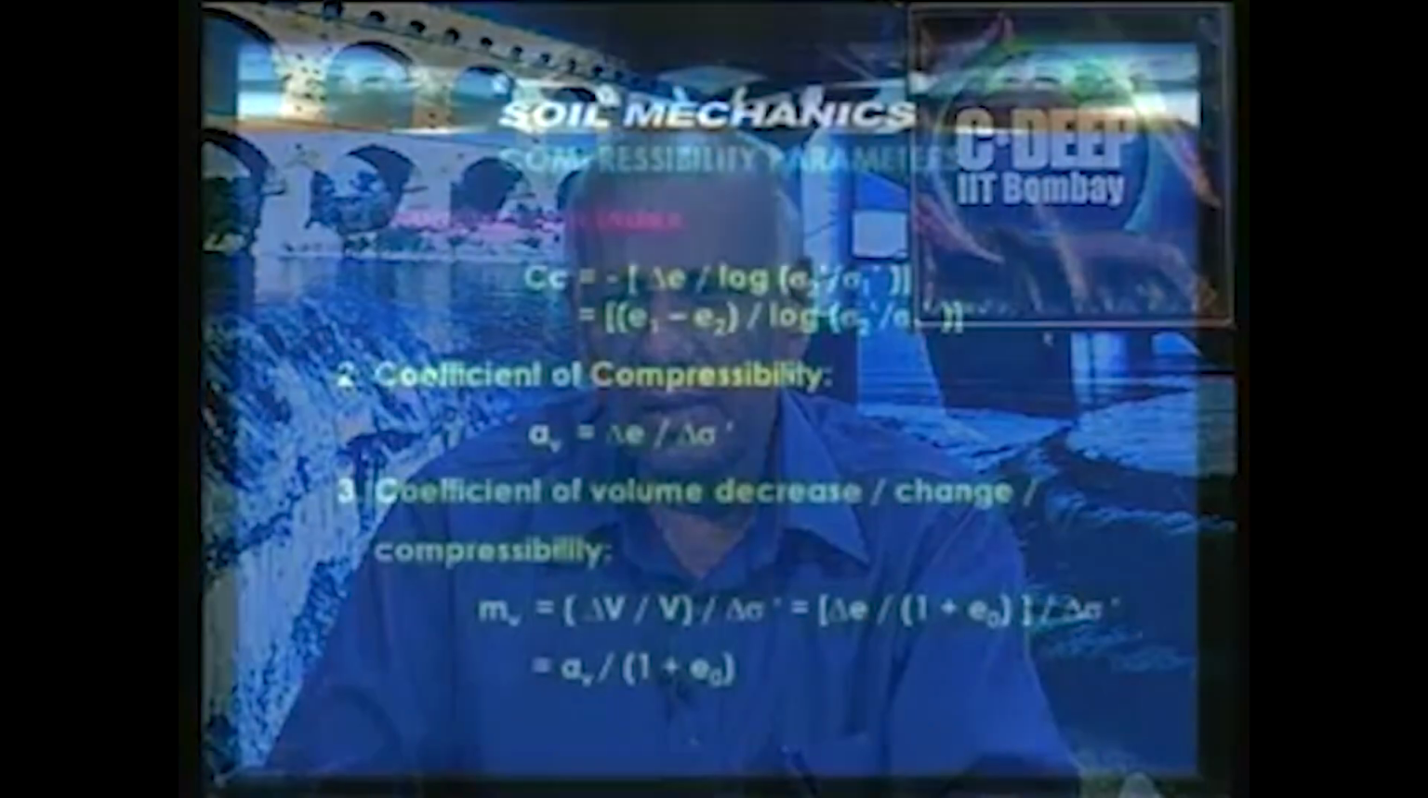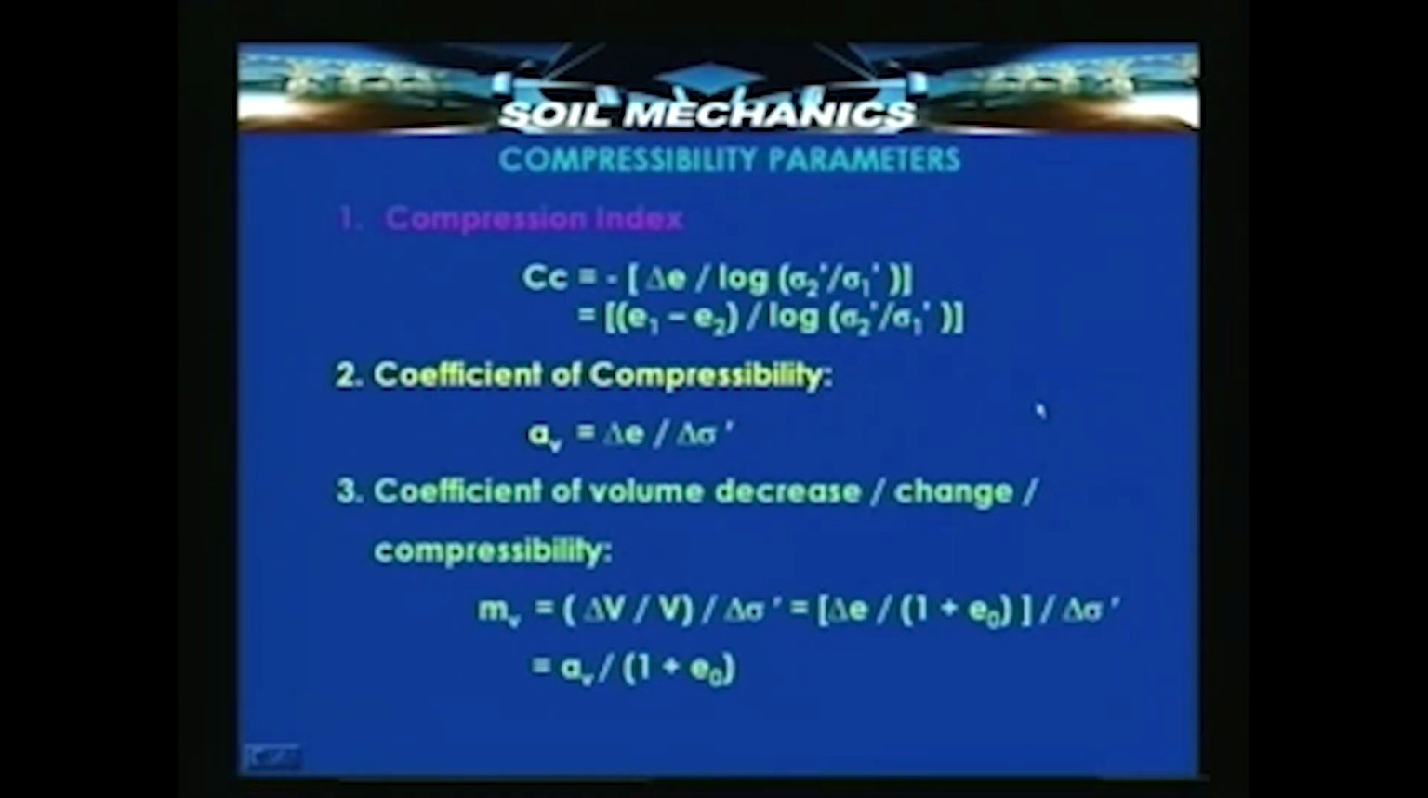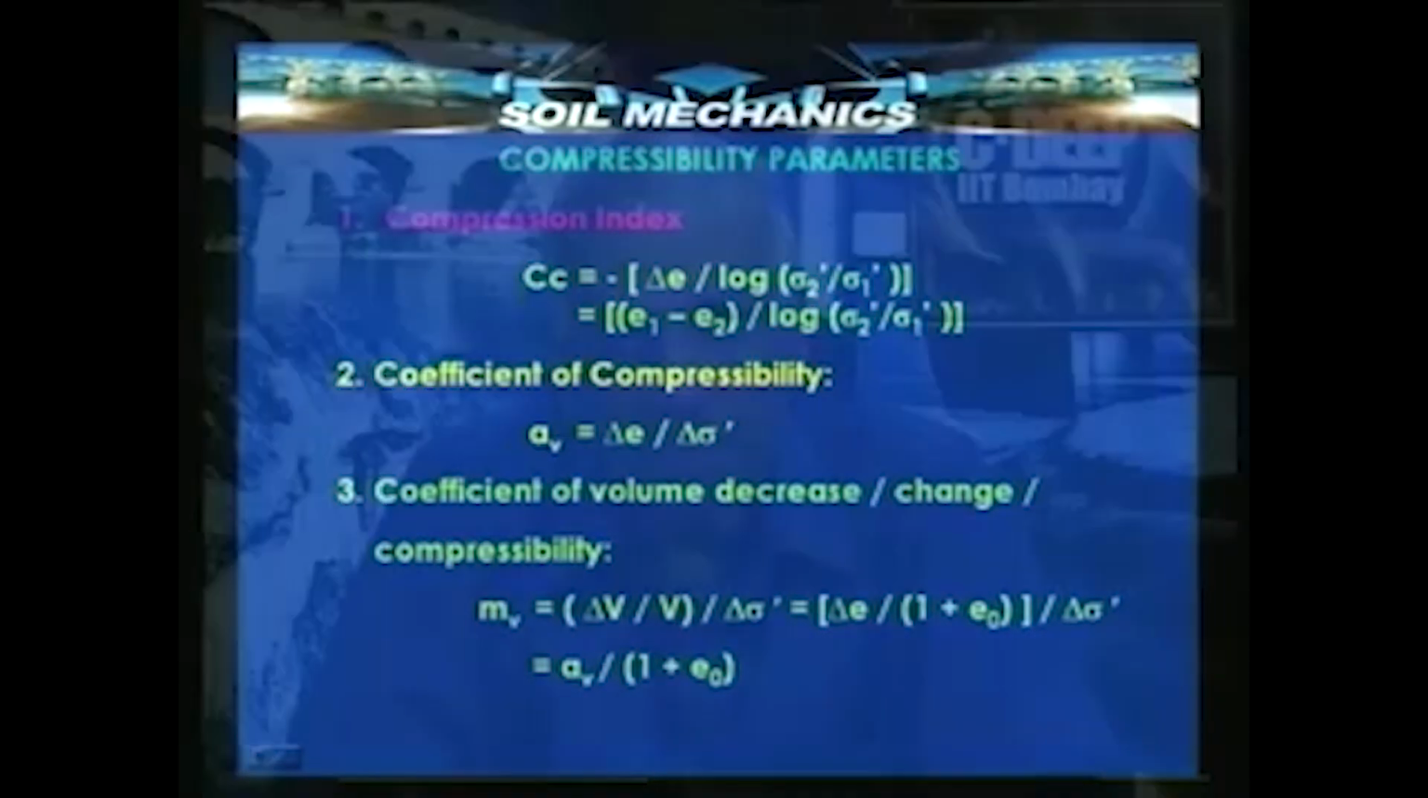So, here is a summary of the parameters that are normally used for describing compressibility. In addition to the two parameters which we have just now discussed, I have also added another parameter here. The first one is, as I said, minus delta e log sigma 2 dash by sigma 1 dash. Now, it is not always convenient to use a negative quantity, and therefore, the change in void ratio is expressed as e1 minus e2, and for convenience the negative parameter is converted into a positive parameter and used.